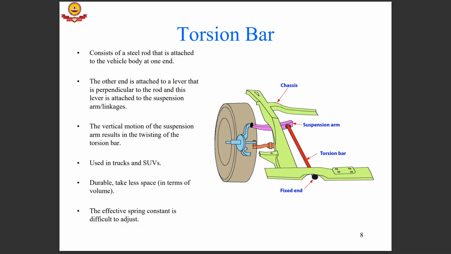It is also used in trucks and SUVs. It is durable, it takes lower space, that is an advantage of this kind of design. But the effective spring constant is difficult to adjust in this kind of a system. It will depend on the stiffness of the bar chosen.